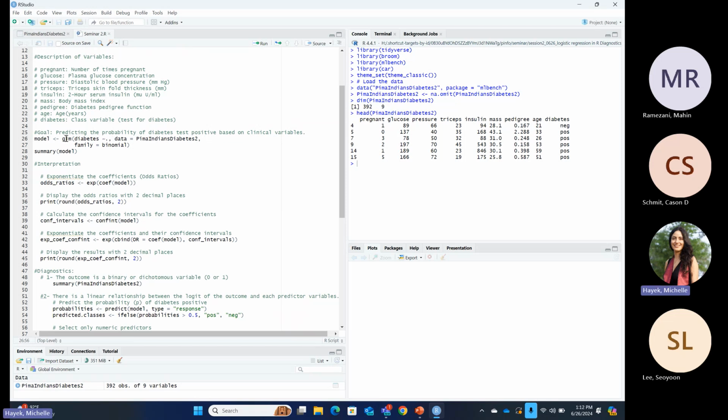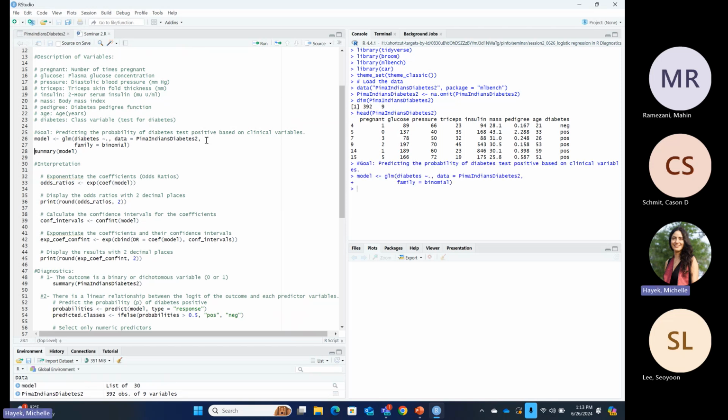So in R, this is how you do a logistic regression model. Use the GLM function with the family being binomial. Diabetes is the Y outcome. And then this basically represents that you want the X variables to be everything other than diabetes in the data set. And the data that we use is Pima Indians.